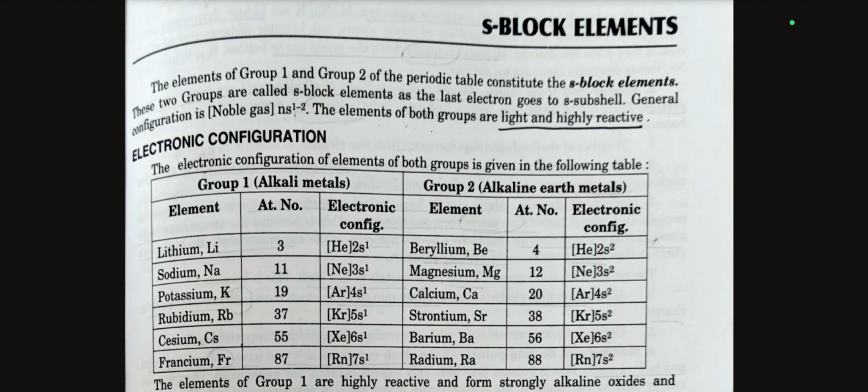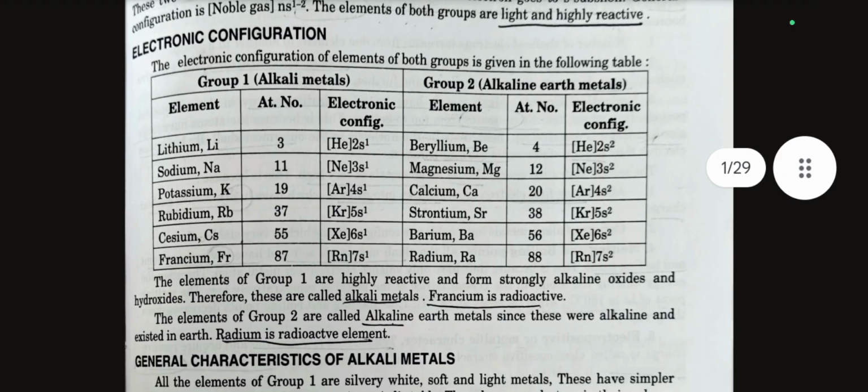And for group 2 elements that are alkaline earth metals, we have the elements beryllium, magnesium, calcium, strontium, barium, radium, with symbols Be, Mg, Ca, Sr, Ba, Ra, with atomic number 4, 12, 20, 38, 56, 88, and having electronic configuration: helium 2s2, neon 3s2, argon 4s2, krypton 5s2, xenon 6s2, radon 7s2.